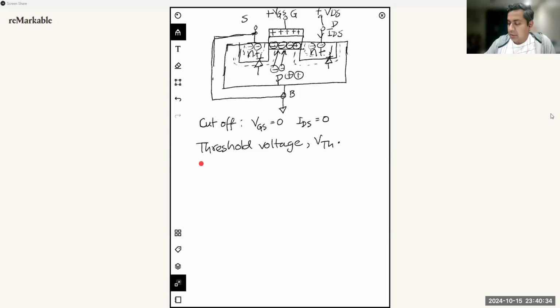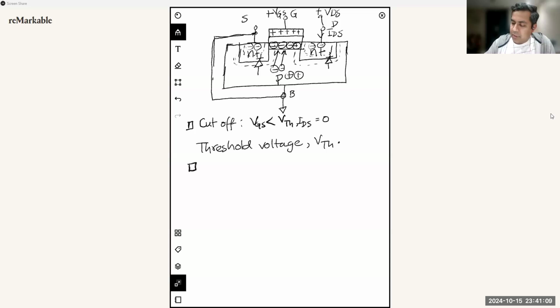So as long as the voltage at the gate is lower than this threshold voltage, the MOSFET will be in the cutoff region. So there will be no current flowing as long as the VGS is less than VTH. So we can rewrite this condition at the cutoff as VGS less than VTH.